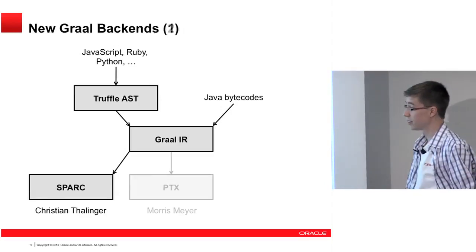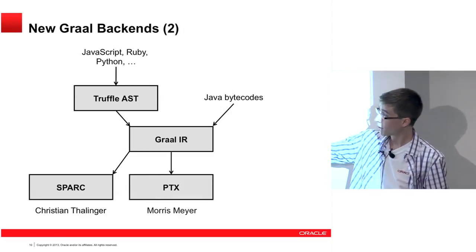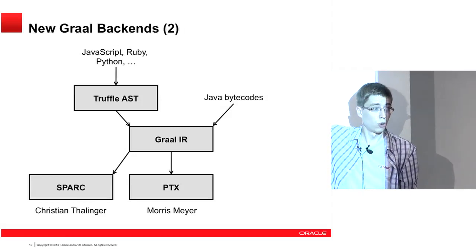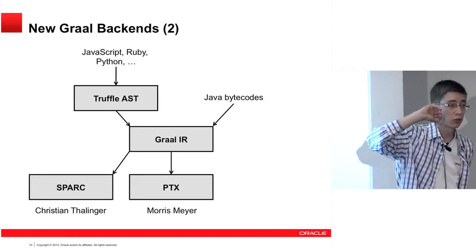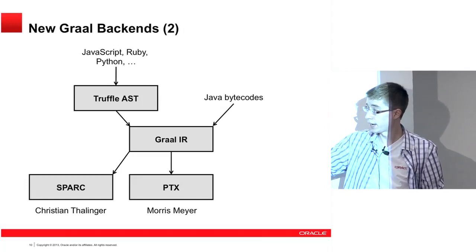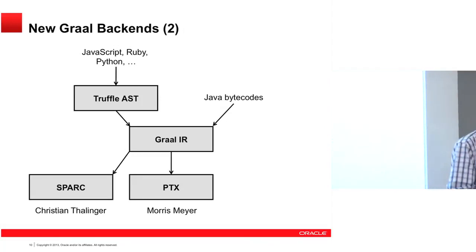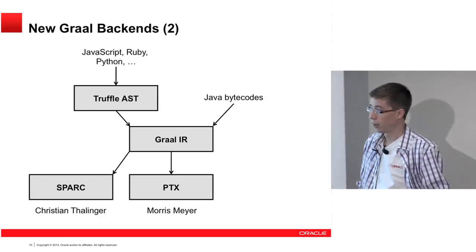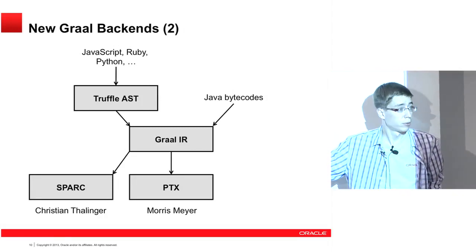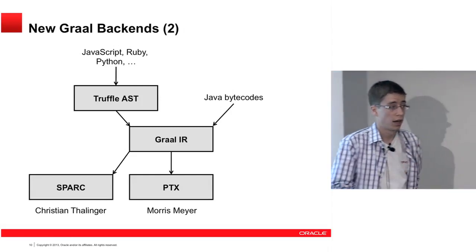And this means actually that we can use this to offload, for example, JavaScript to the GPU using PTX. So we have an experimental SPARC backend, which has been started by Christian Thalinger, and also an experimental PTX backend by Morris Meyer.